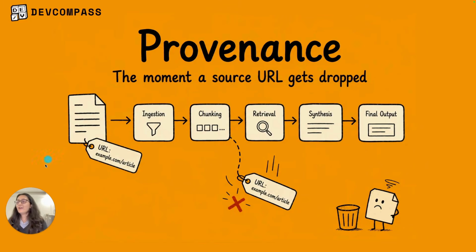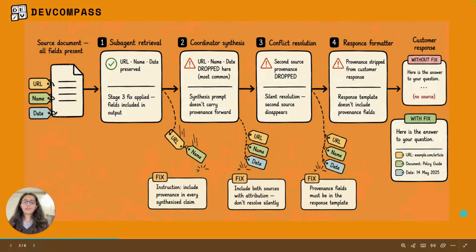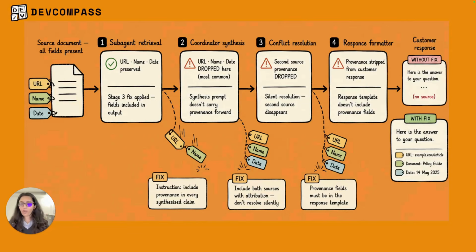Okay, so there are 4 points in this pipeline where provenance gets dropped. Let's look at the diagram. The source document is on the left. It has 3 provenance fields: URL, document name, and date. I am going to trace what happens to each field through the pipeline.